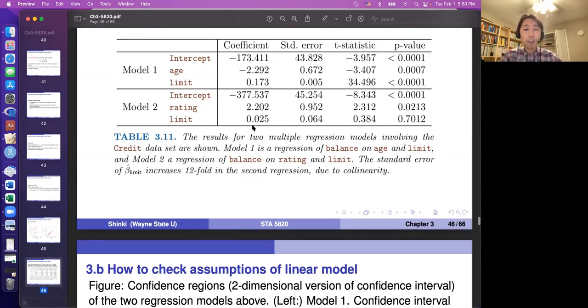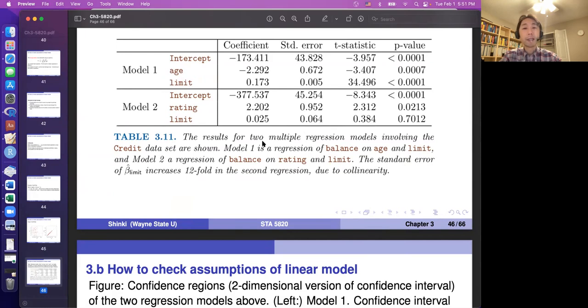And the limit, which was very significant in the previous regression, but here the coefficient is 0.025 and the standard error is 0.064. So it's very large. The t-statistic is 0.384 with a p-value of 0.7. So in this model, that means the credit limit is not a significant factor to determine the balance. Also, the coefficient gets much smaller.